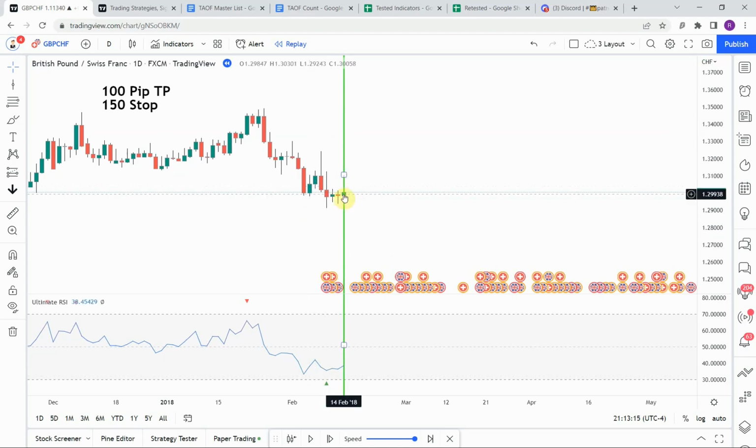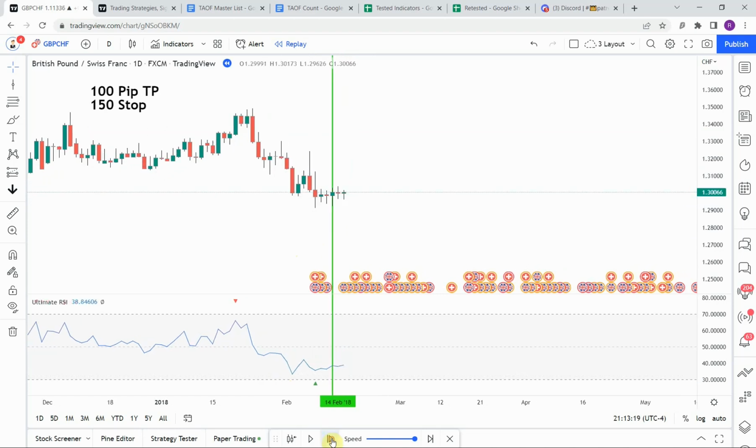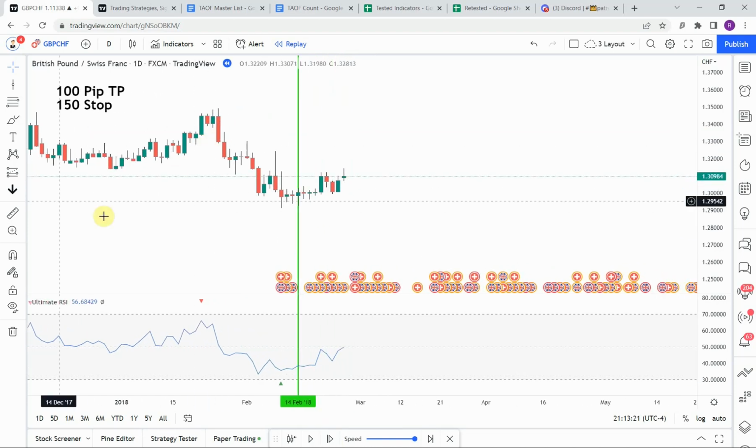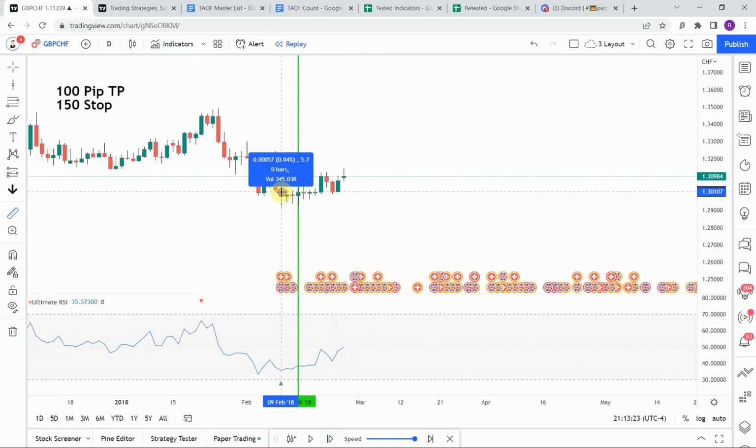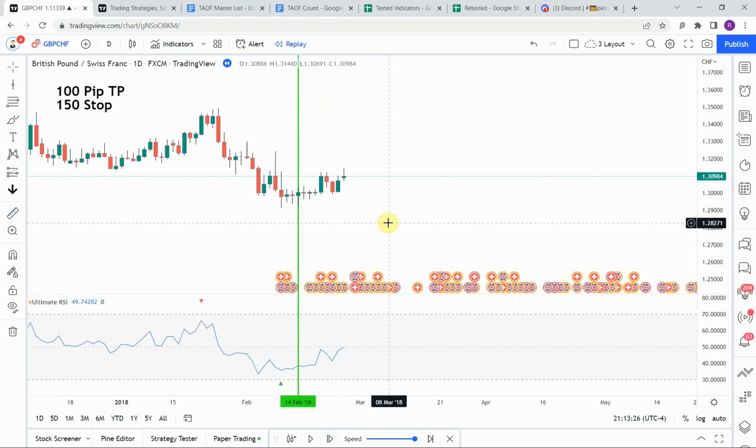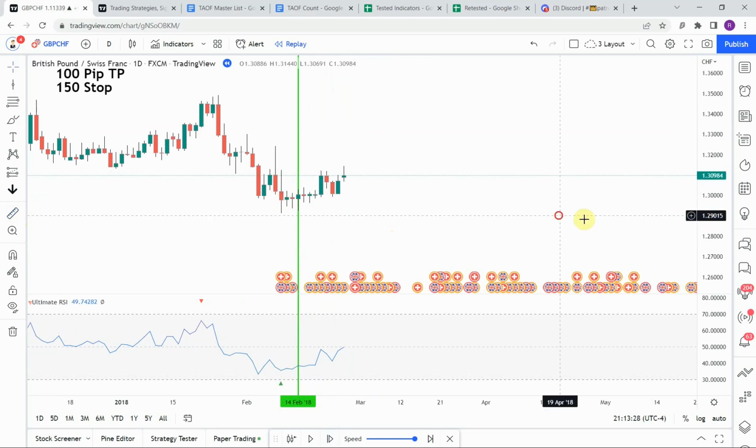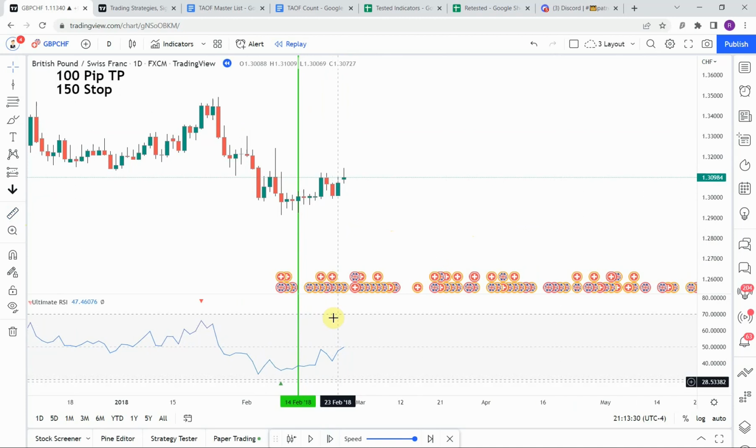And so this is the candle here that we would get the bullish divergence on. Let's go ahead and play it forward here a little bit. And we get a nice little pop in price, and that is enough to get us to our take profit. Let's go ahead and continue on.